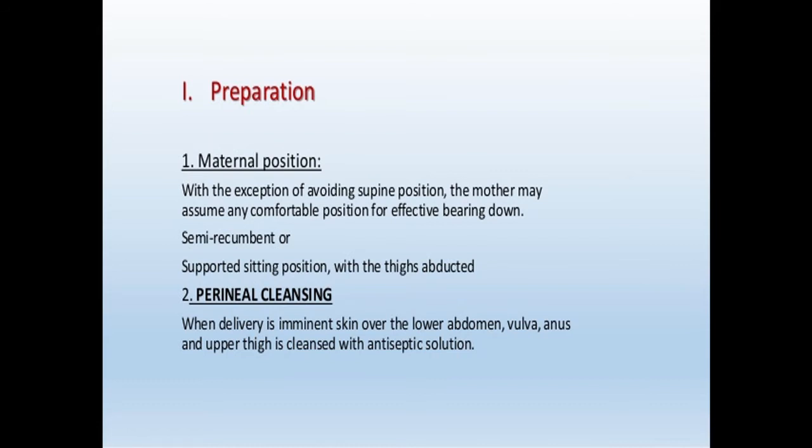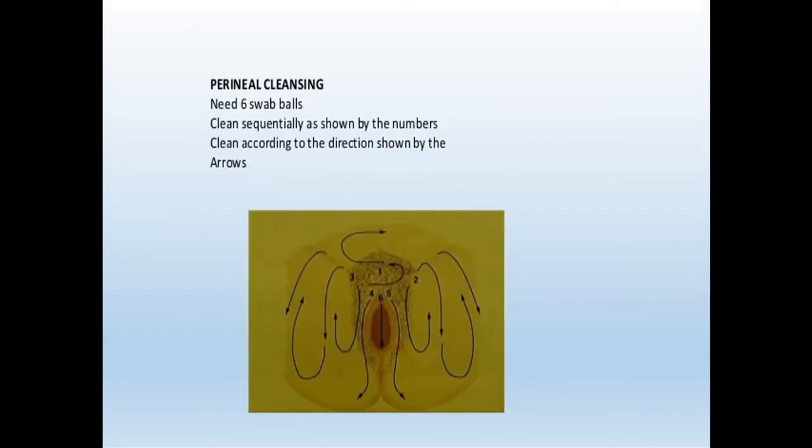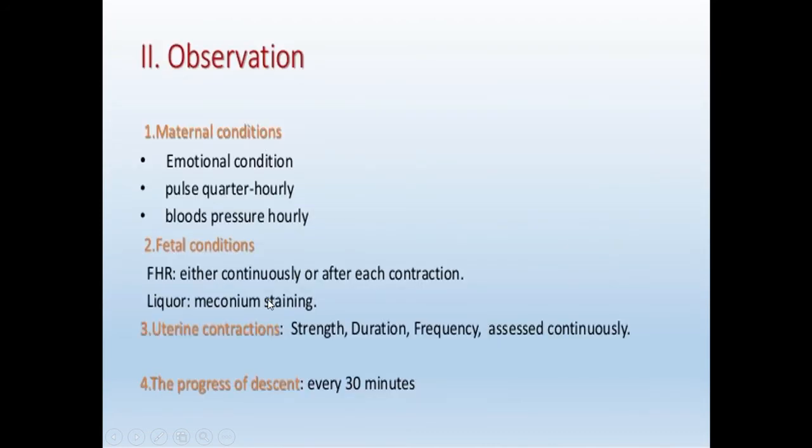And perineal cleansing. When delivery is imminent or the hairline can be visible at the vulval outlet, the skin of the lower abdomen, vulva, anus and upper thigh is cleansed with a proper antiseptic solution. Perineal cleaning needs 6 swabs and is cleaned sequentially as shown in the numbers. The first one starts like this, and the second on the left, and clean according to the direction of the arrows shown in this picture.